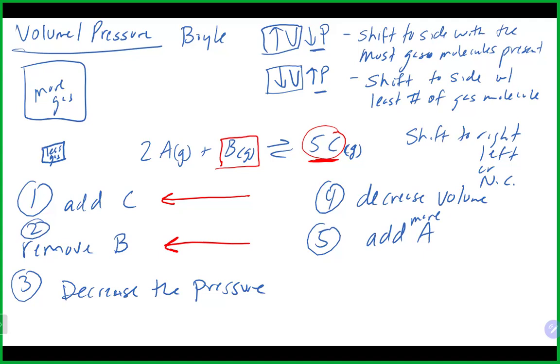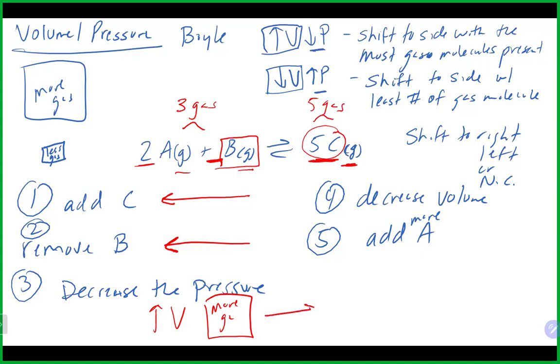If I decrease the pressure, what happens to my volume? Volume goes up, which means I now have a larger volume, which means I need more gas molecules in this case. So it does depend on the equation. We want to just look at everybody that has a G and the coefficient. That's a 1 and a 2, which means there are 3 gas molecules on the left-hand side. On the right-hand side, that's a G, and that is a 5, so there are 5 gas molecules. So in this case, it should shift which way? Should shift to the right, towards the more gas molecules.